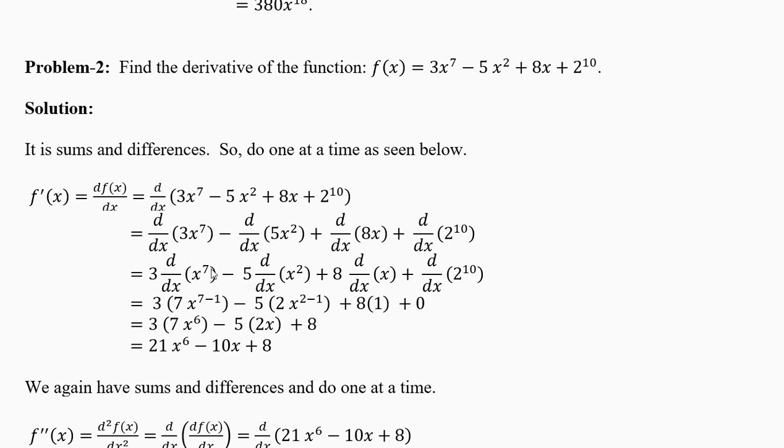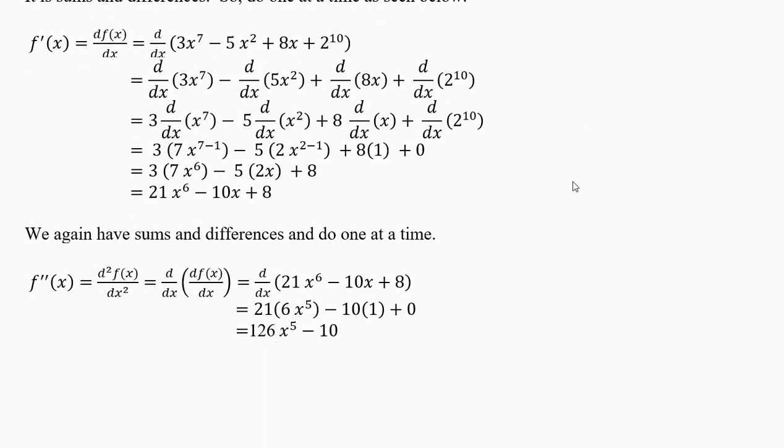Now this 3 will come out, x power 7, you'll get 7x power 6. 5 will come out, you'll get 2x, derivative of x square is 2x. 8 will come out, derivative of x is 1. So you'll get 7 into 3, 21x power 6, minus 5 into 2, minus 10x, plus 8. Do not carry the 0 forward. 8 has to be carried forward.